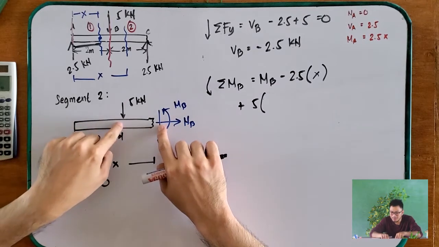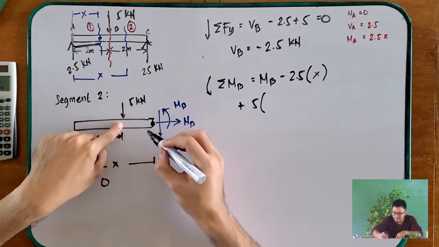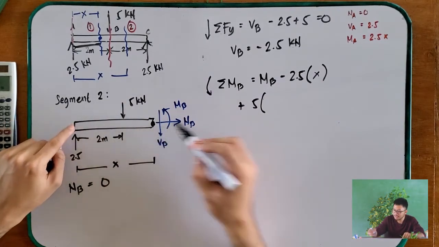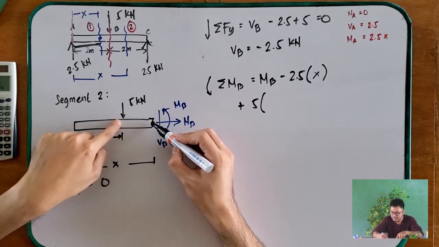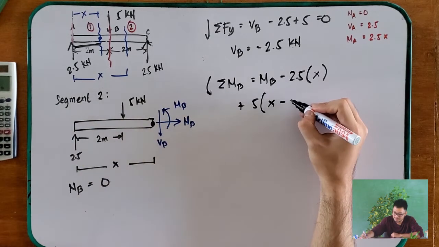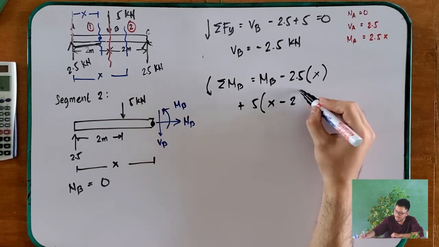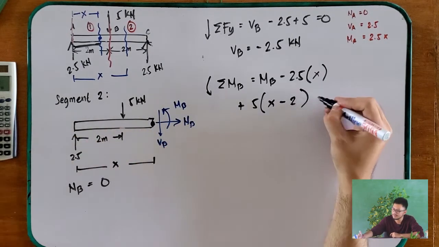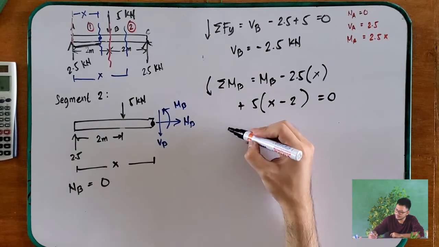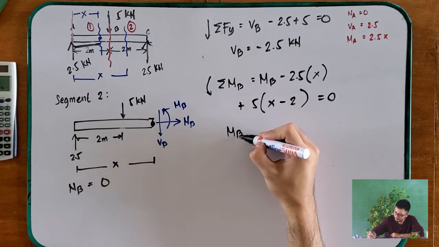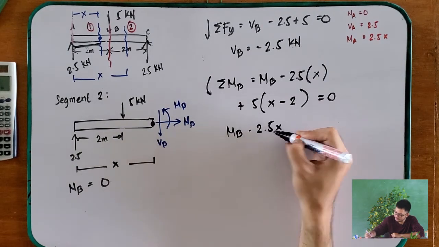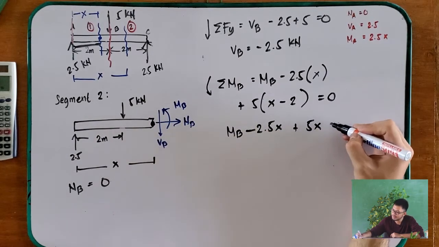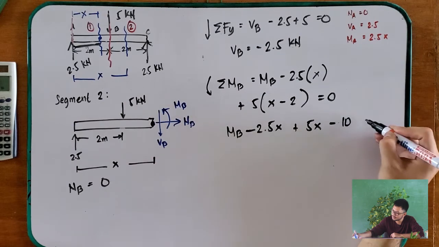Di ba? Mao man ni atong moment nga gipangita. From here to here. Magkagani ha, X kay diri padong diri. Pero kaning sa 5, diri padong diri. That is X minus 2. Diba? Kay X minus 2 kay kani. Gets? Equals to 0. So therefore, MB minus 2.5X plus 5X minus 10 is equal to 0.